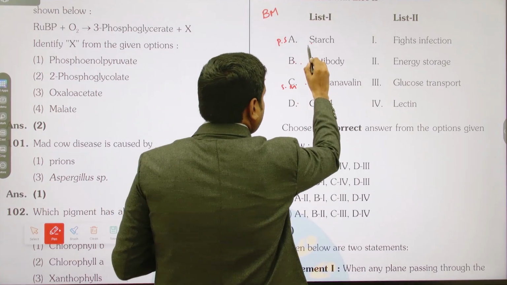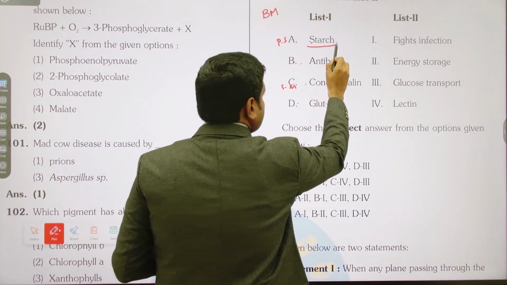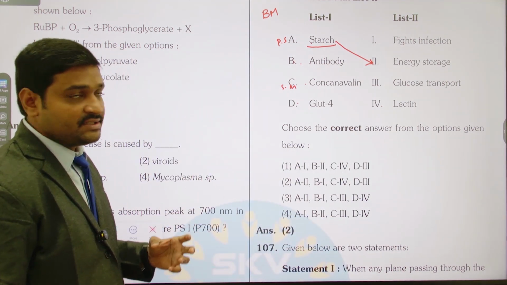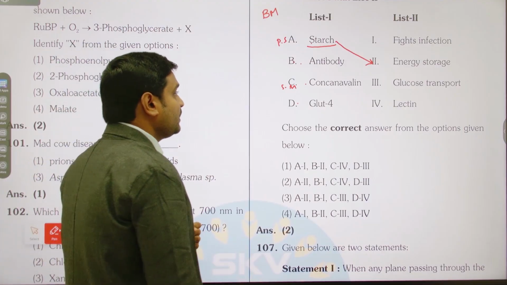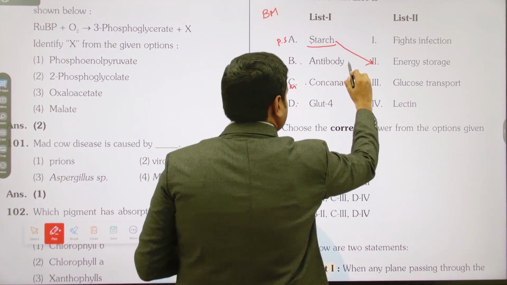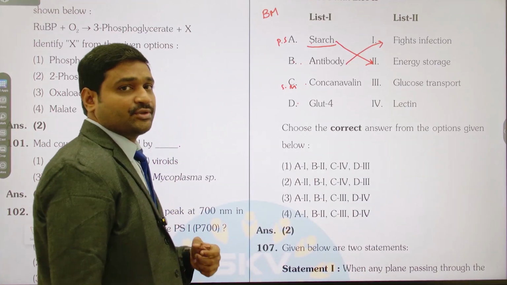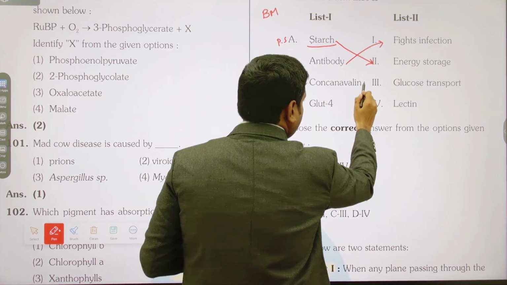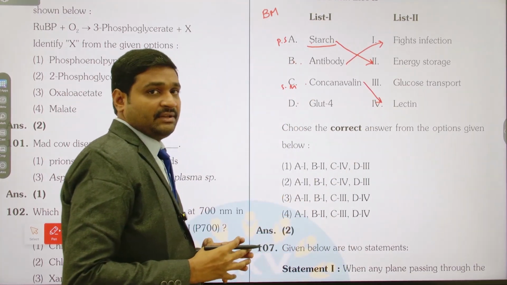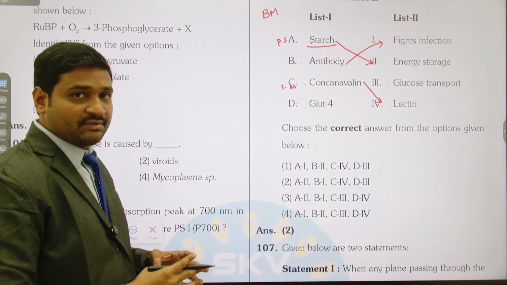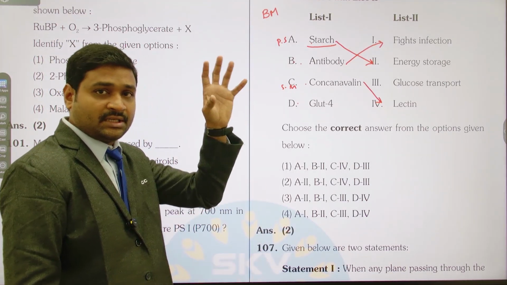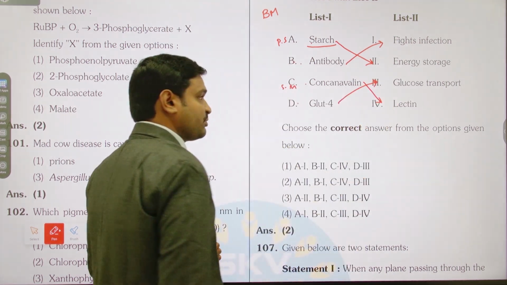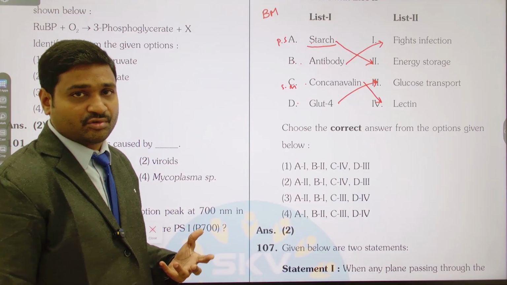As you know, starch is a storage of energy in the case of plants. Then antibodies fight against infection, which we studied in zoology. Then concanavalin. Lectin is the example of concanavalin, which is a secondary metabolite, given in the list of biomolecules in the tabular format. Finally, GLUT4 is a glucose transporter. Yes, absolutely, it transports the glucose into the cell.